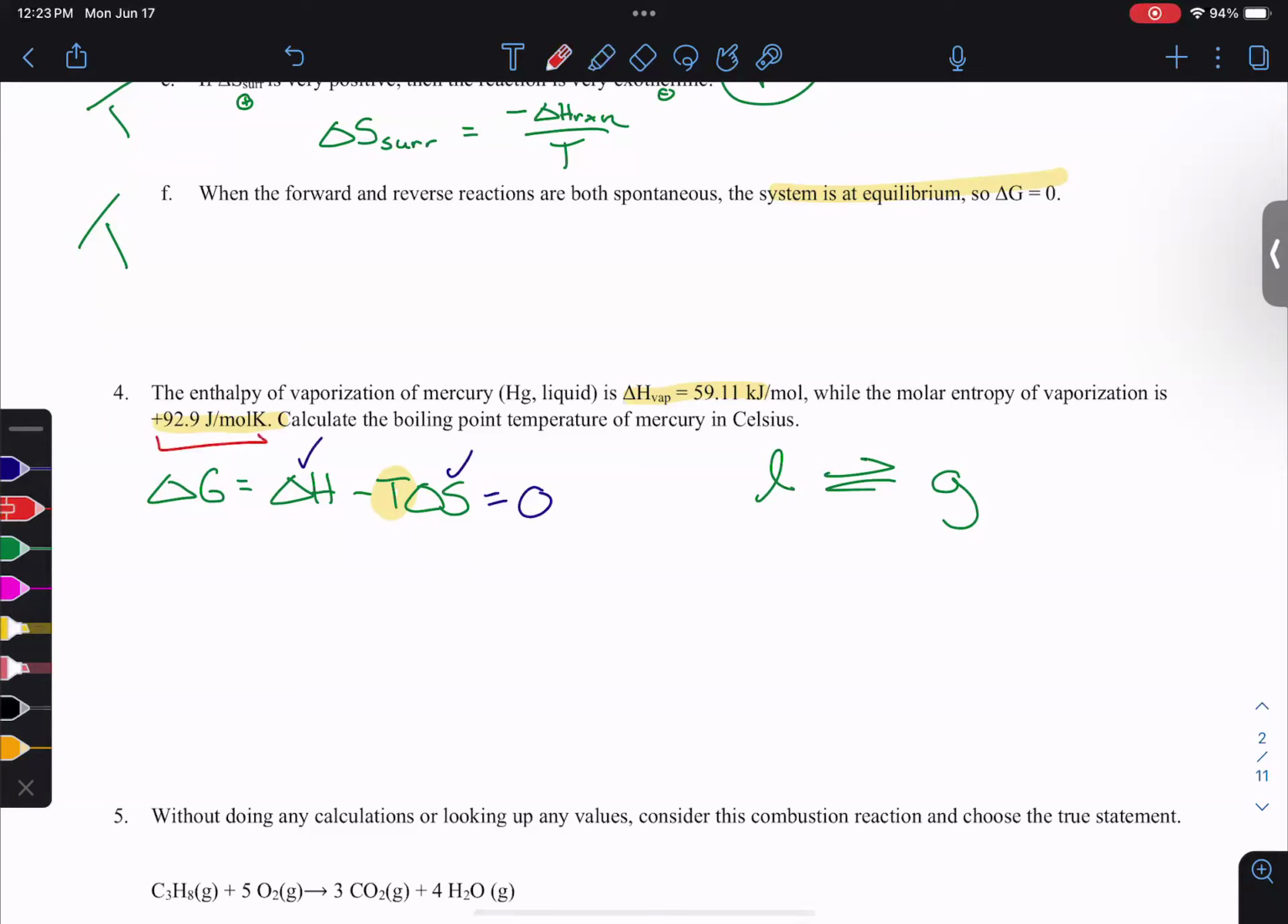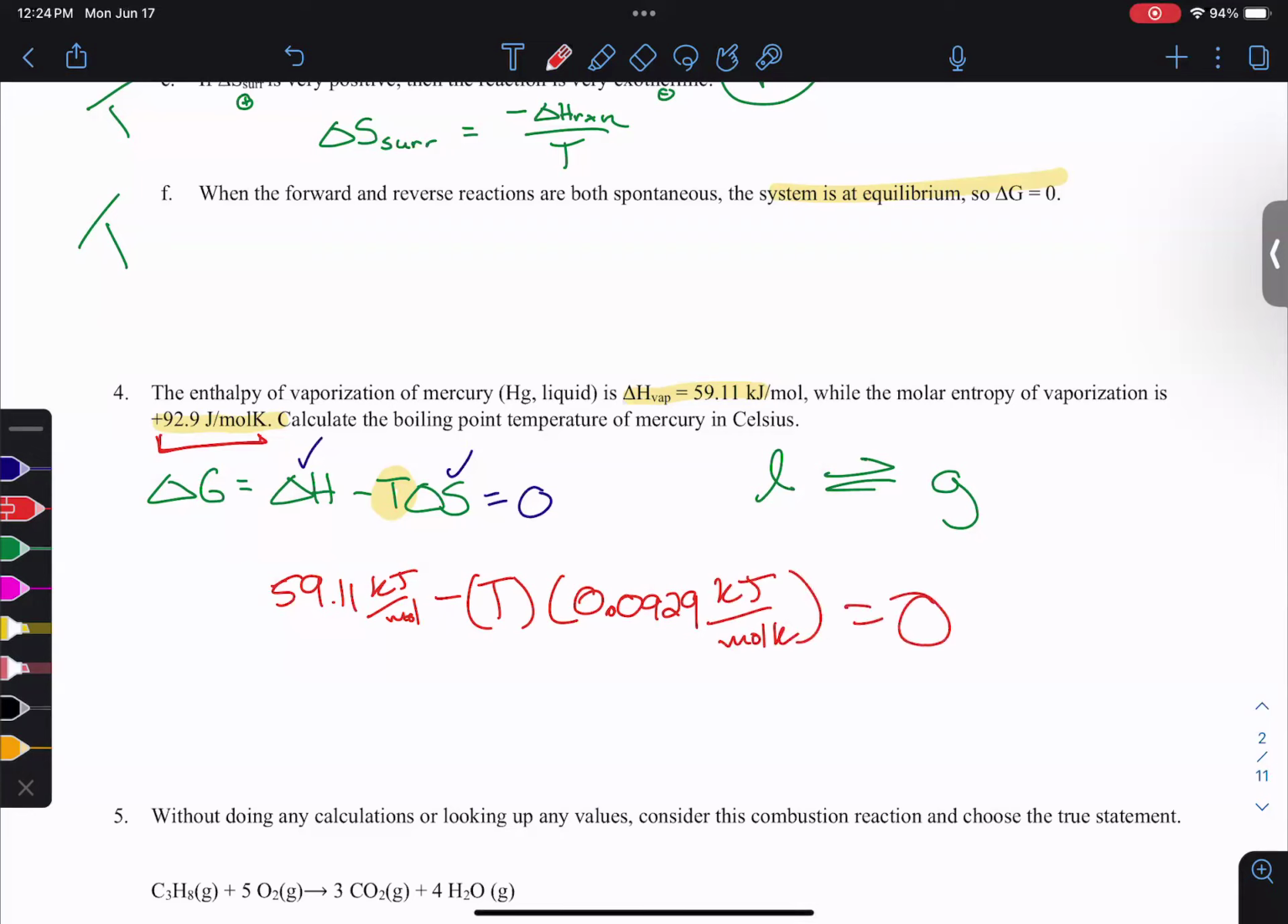That's probably the biggest thing. All right. So delta H of vaporization is 59.11 kilojoule per mole minus temperature. That's what we're solving for. And then entropy, this is in joules, so we need to make sure that that is in kilojoules. So 0.0929 kilojoule per mole Kelvin equals 0.